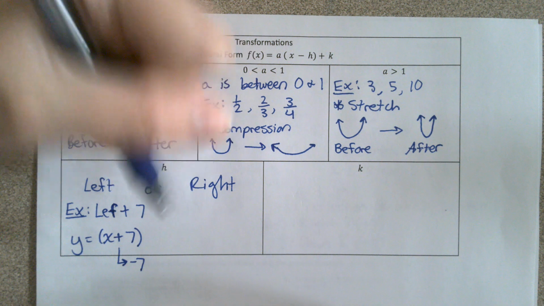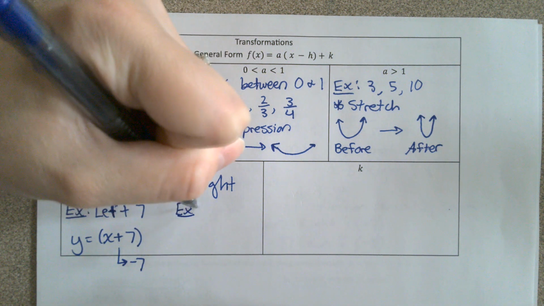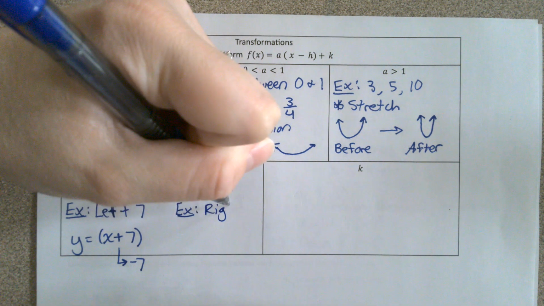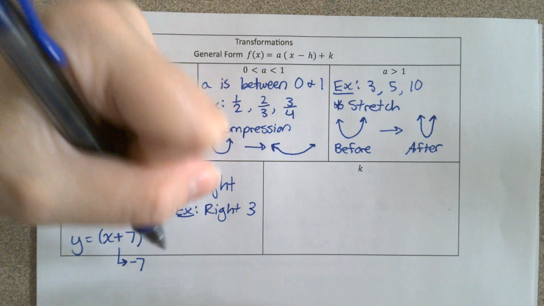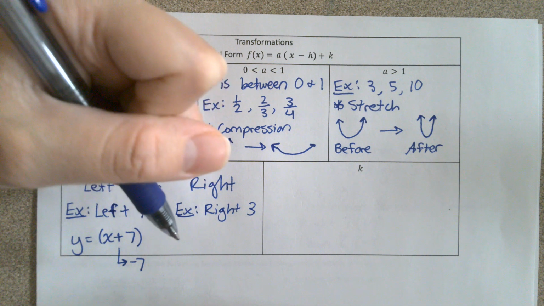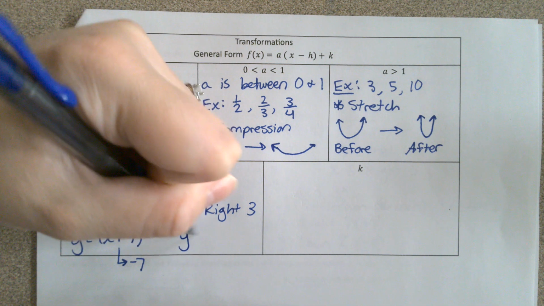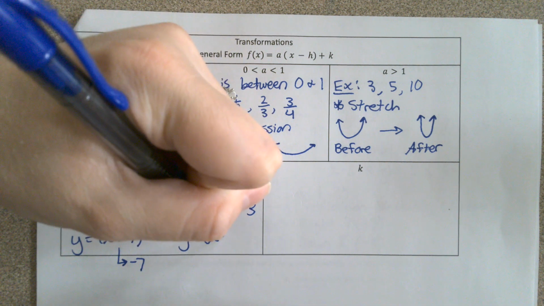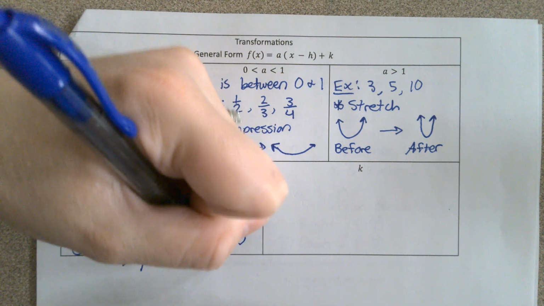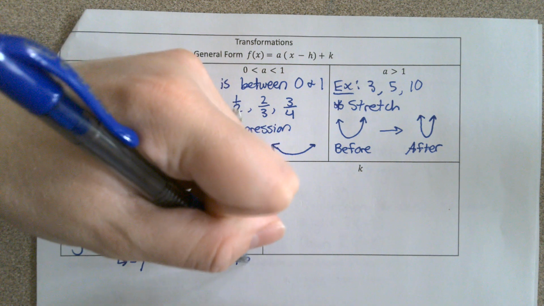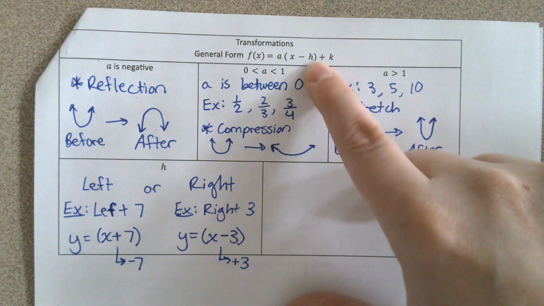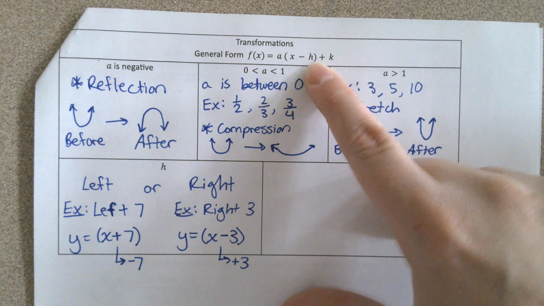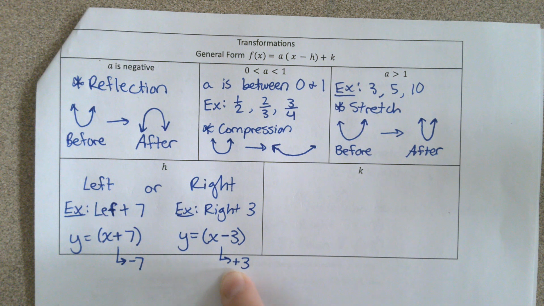And if we have right, say we have right 3, then we would just have y equals (x minus 3). And again, we interpret this as a plus 3. When we put that into our formula, that's going to change this positive 3 to a negative 3, visually speaking. But we still understand it's a positive 3, meaning we move it to the right.